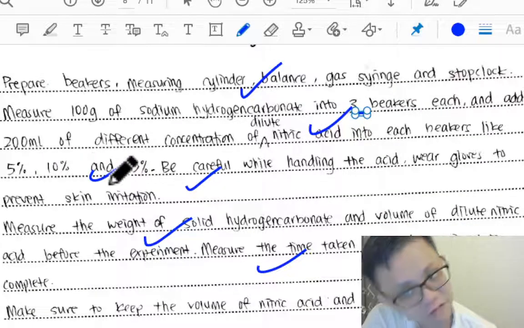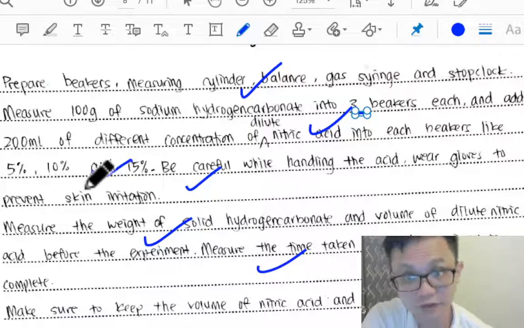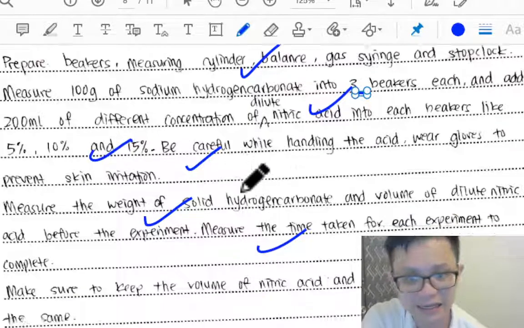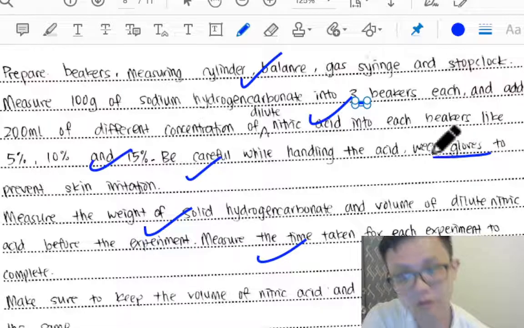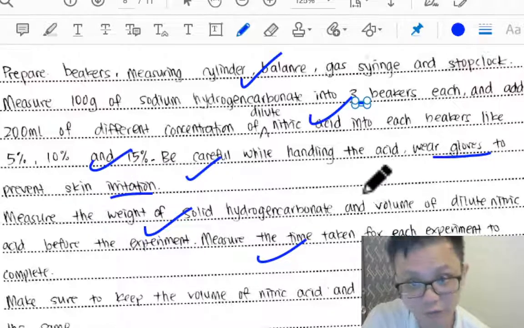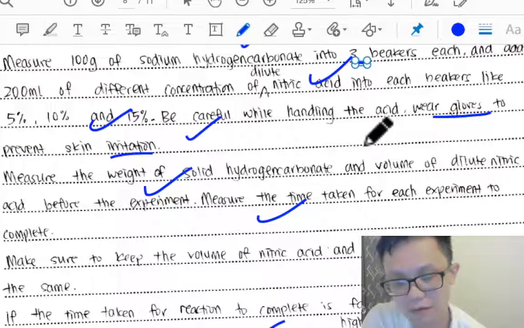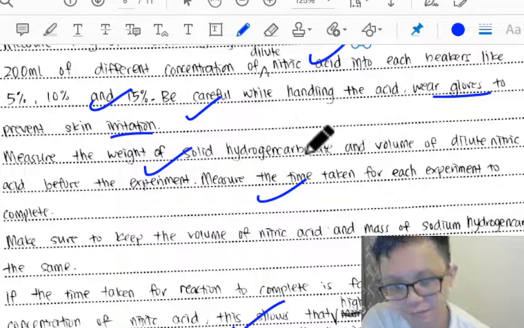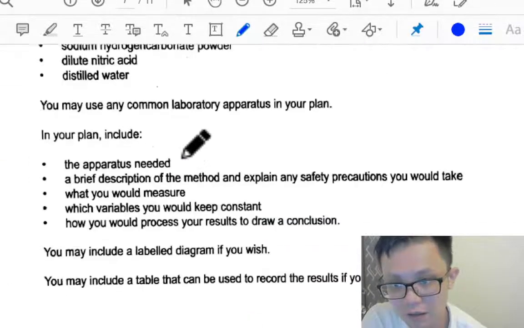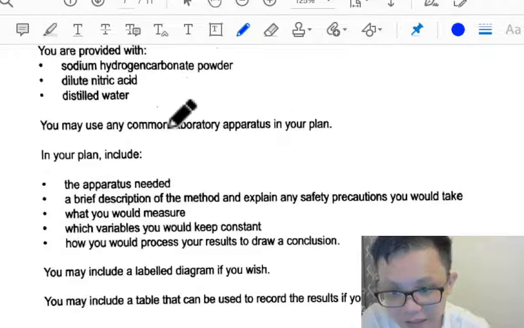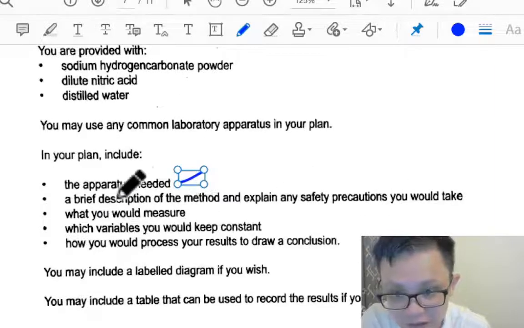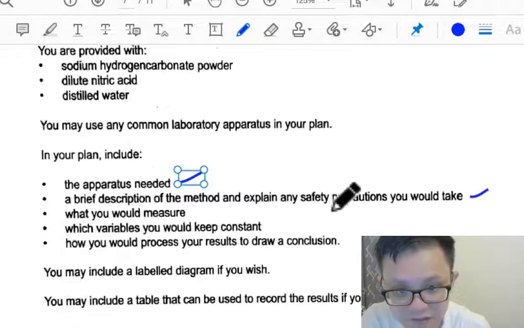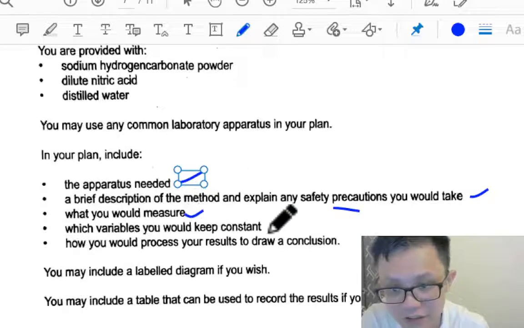5, 10, 15, very good. If you put 5, then maybe you put 20-25%. Be careful, wear gloves and prevent skin irritation. You get 1 mark for the precaution. Because for this one you need to state the apparatus you need, the description, the safety precaution, what you measure, and what you want to keep constant.